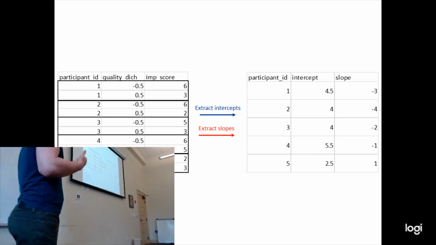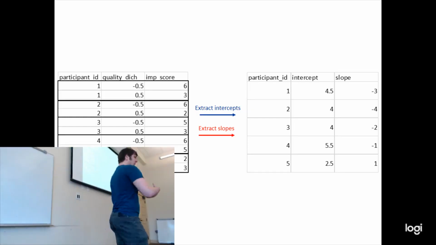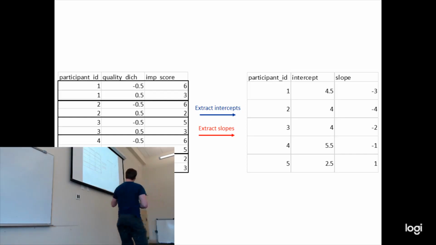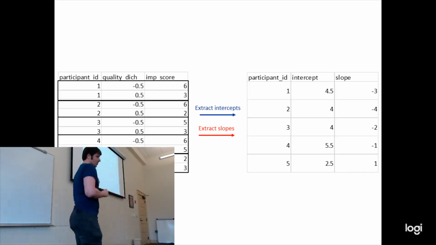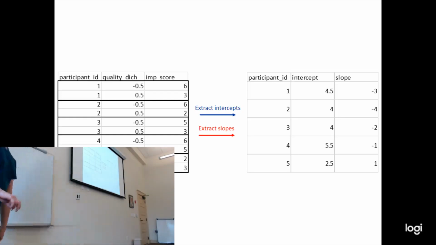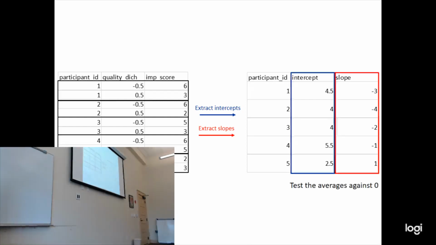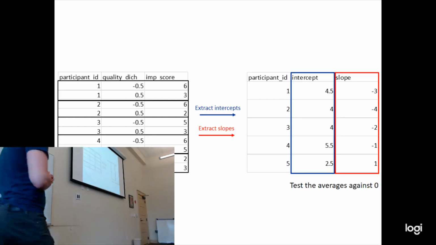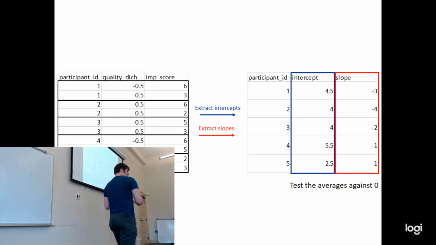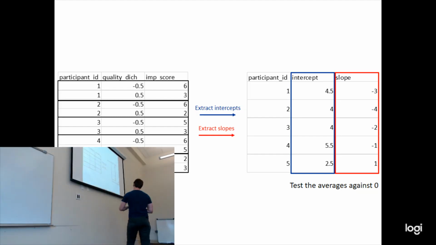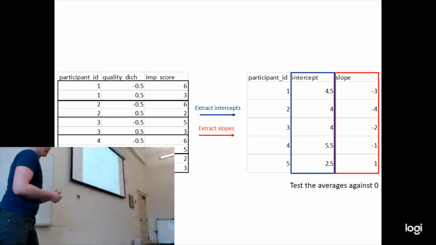That gives you sort of a second data set that's compressed, that has 50 rows with a bunch of intercepts and slopes, one intercept and slope per participant. And for doing statistical testing, you can sort of think of testing the average of each of these columns against zero. So that's the process that we went through on Monday.